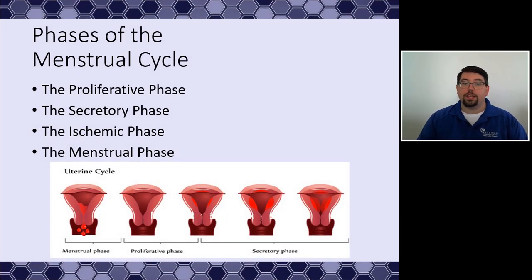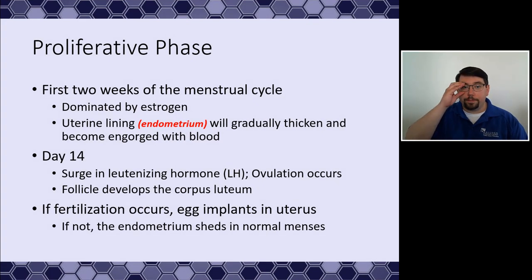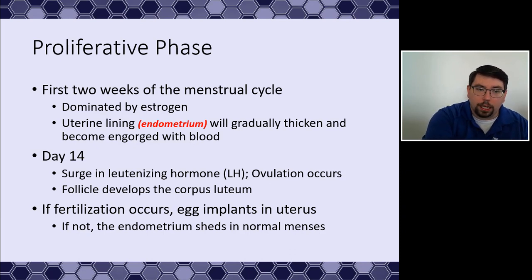Now, there are four primary phases that we deal with in the menstrual cycle. We have the proliferative phase, the secretory phase, the ischemic phase, and then the menstrual phase. Let's take a look at those individually. The proliferative phase is primarily going to be the first 2 weeks of the menstrual cycle, and it's going to be dominated by estrogen, which is going to cause the uterus to gradually thicken and become engorged with blood. This is going to be in response to LH. At approximately day 14, ovulation will occur. That's where we have the release of the egg.